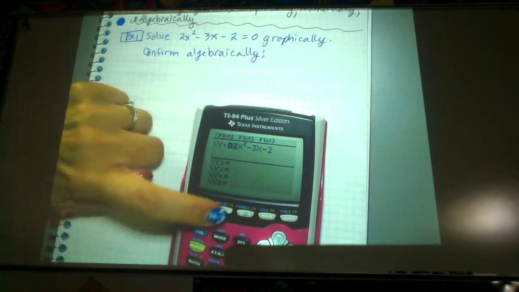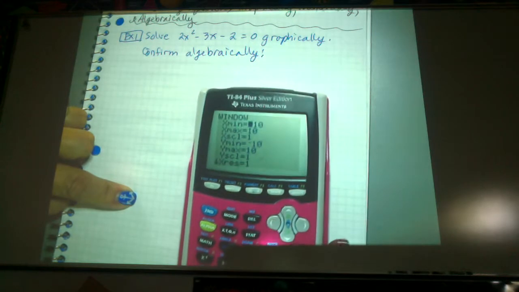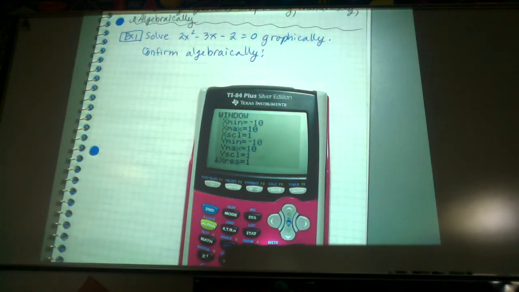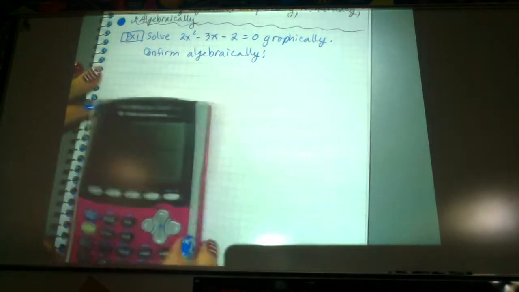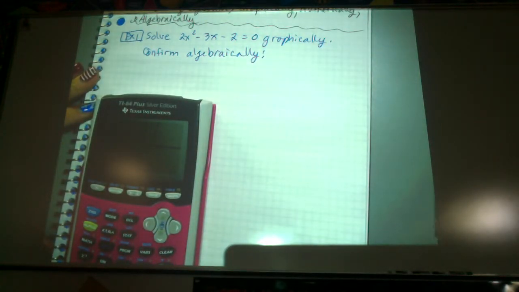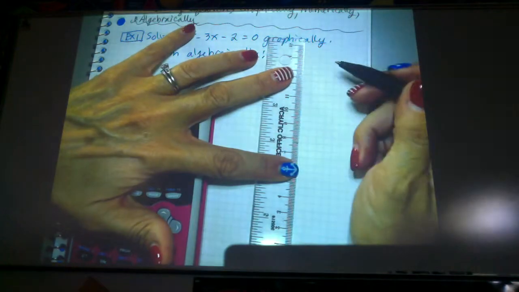Then some of your windows are off, so if you go into window, make sure that the x min reads -10, not a +10. And then the x max is 10, so it should go -10, 10, 1, -10, 10, 1. Usually you can correct that by doing zoom standard, but sometimes it won't correct that. So those are the two things that might be an issue. Okay, so now it ought to graph. Did that work? Okay. Is everybody good? All right, so let's go ahead and sketch this graph.